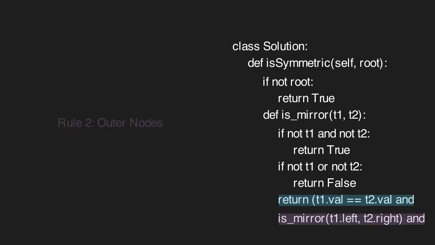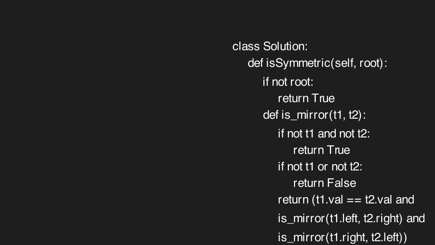Now we translate our three pillars of symmetry into a single, rigorous Boolean expression. We return the evaluated result of T1.val equals T2.val, logical and, the recursive call is_mirror of T1.left and T2.right, logical and, the recursive call is_mirror of T1.right and T2.left. This continuous chain elegantly enforces all required spatial reflections.